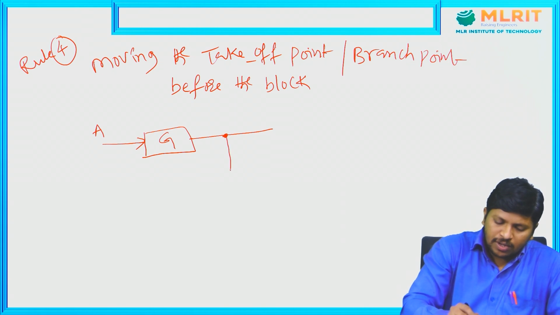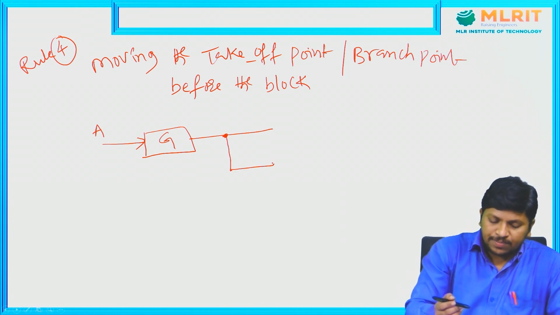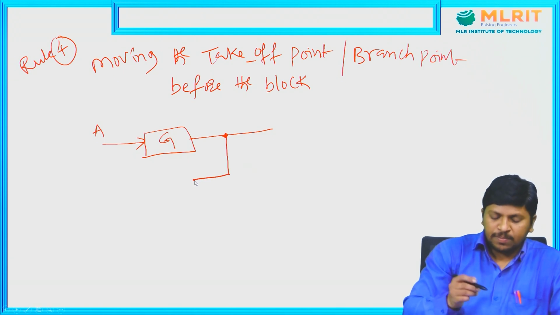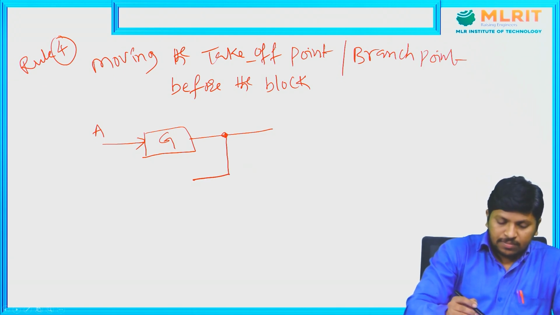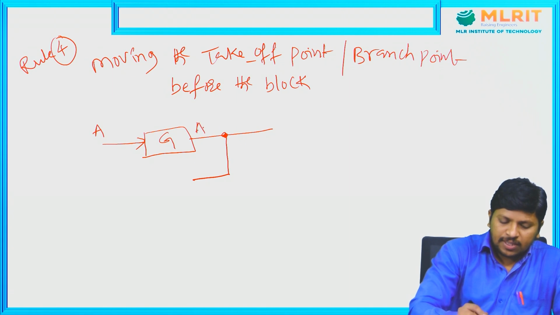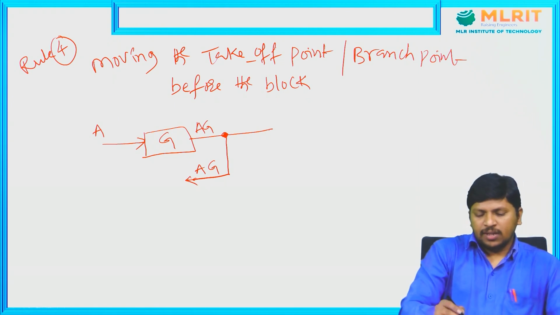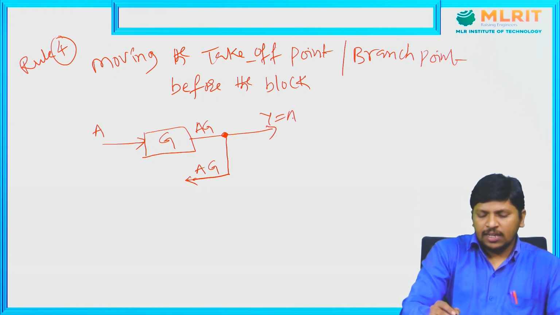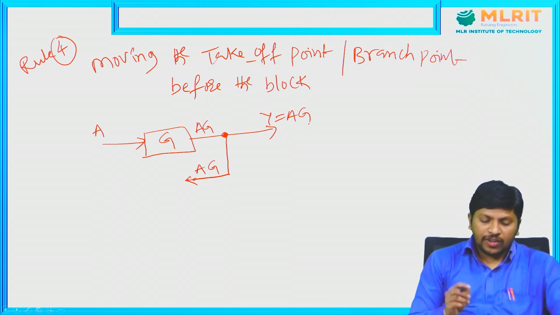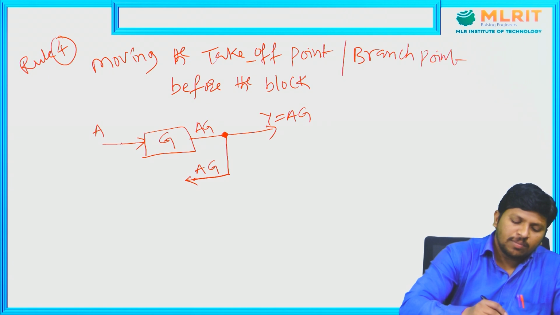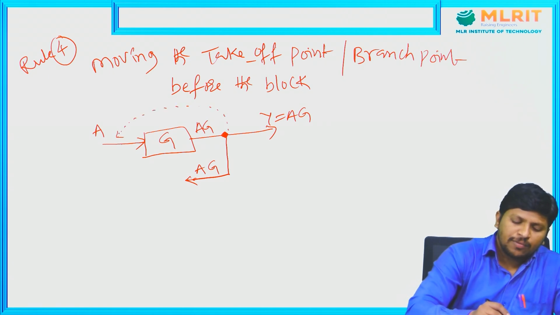So we have here the value, or else I am going to write like this also, no problem. Output is AG. The same signal applied to here, so AG only, right? Here the output is Y equals AG only, here also. Now we are going to move this take up point before the block, right?